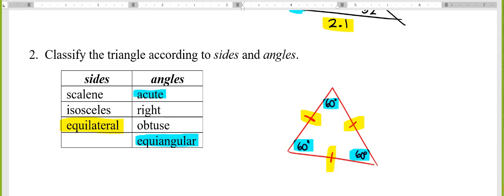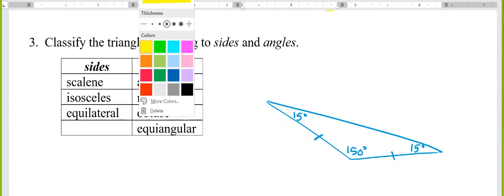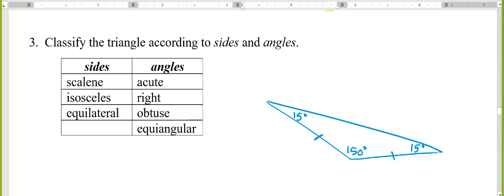Number 3. Let's look at sides. I notice I have a tick mark on 2 different sides, so 2 sides are equal. That means it's isosceles. Isosceles, perfect. Okay, let's look at it according to angles. 15 degrees, 15 degrees. Oh, that's a big angle there, 150 degrees. It's obtuse.